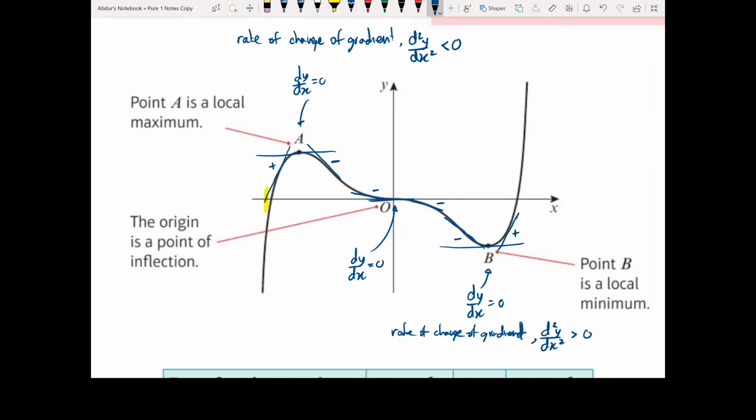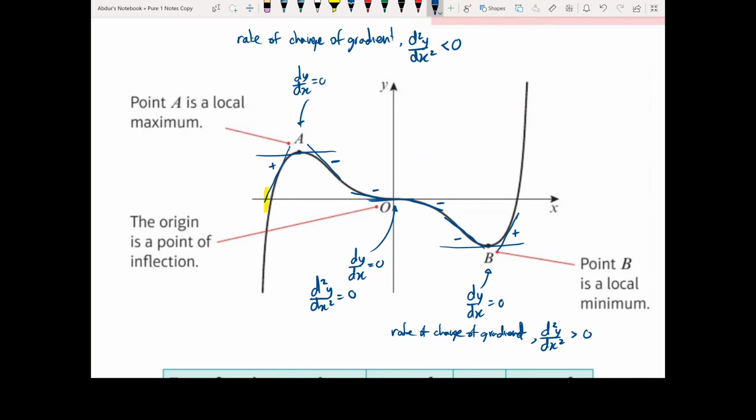Now, at the point of inflection, we get a rate of change which essentially starts going from negative to 0. So it starts increasing. So just before the origin, it's negative, then it becomes 0, and then it starts decreasing. So it's neither increasing nor decreasing. So the rate of change of the gradient at the point of inflection is 0. d2y by dx squared is 0. But that doesn't necessarily mean it is a point of inflection.